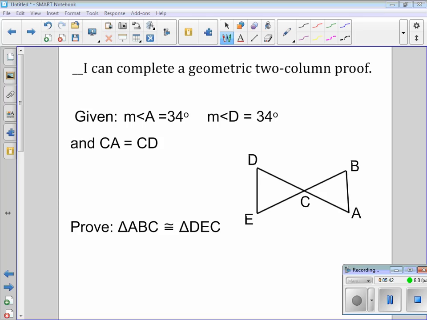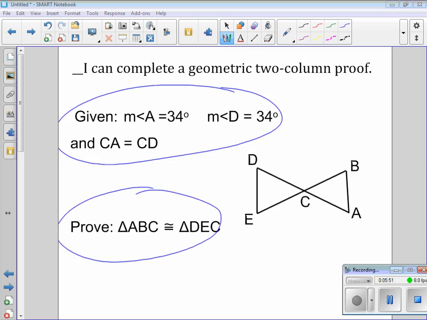Again, before I do this, I'm going to make sure I can, in my mind, come to a conclusion that given this information up top, I can prove that the two triangles are going to be congruent. So I need to come up with an idea. So let's first of all write the information into the drawing. There's 34 there, 34 there. And then it tells me CA is congruent to CD.